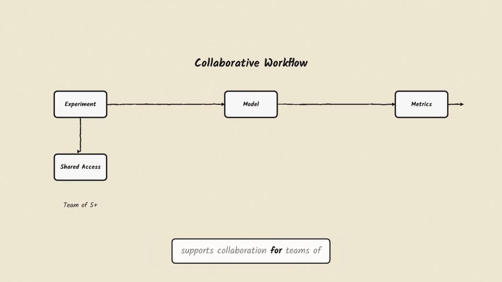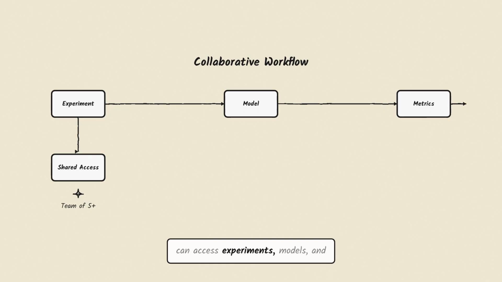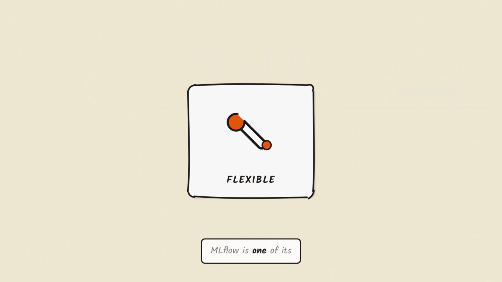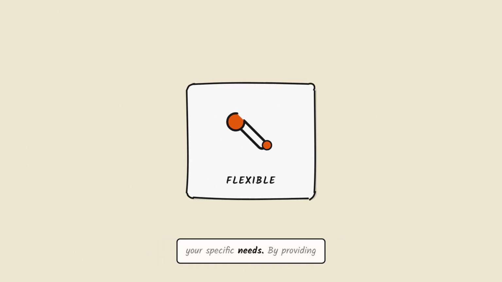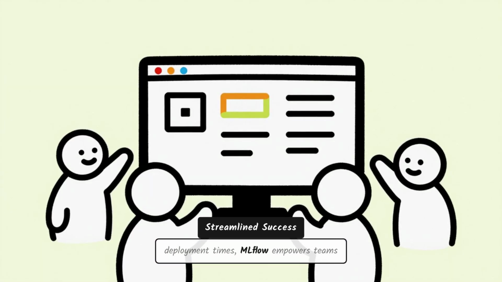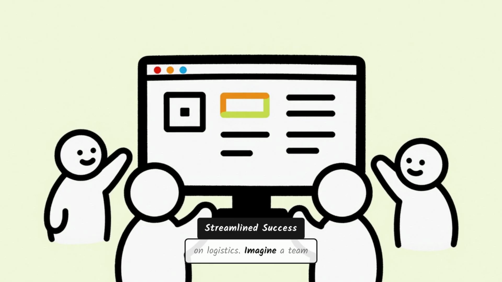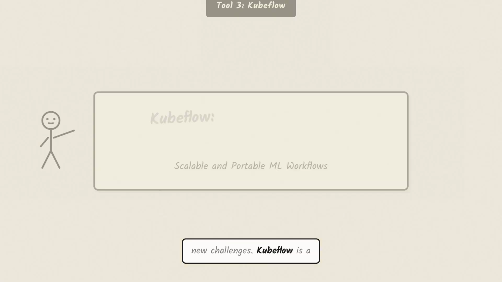MLflow also supports collaboration for teams of 5 or more, providing a shared space where team members can access experiments, models, and metrics easily. The flexibility of MLflow is one of its key strengths. Whether you're using TensorFlow, PyTorch, or any other library, MLflow integrates seamlessly, adapting to your specific needs. By providing a central repository and reducing deployment times, MLflow empowers teams to focus more on innovation and less on logistics. Imagine a team celebrating their streamlined process, ready to tackle new challenges.